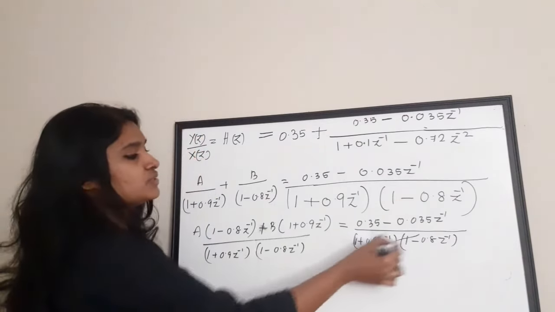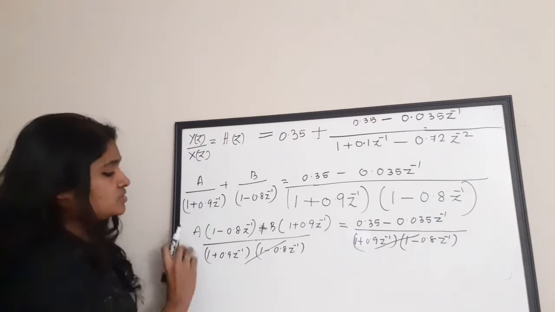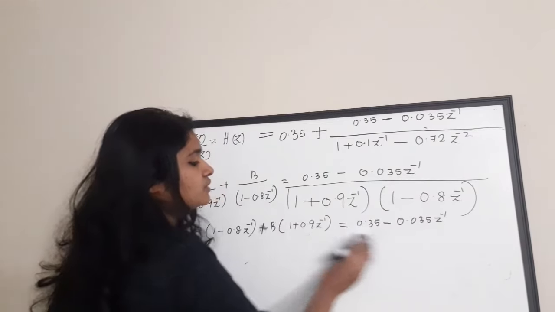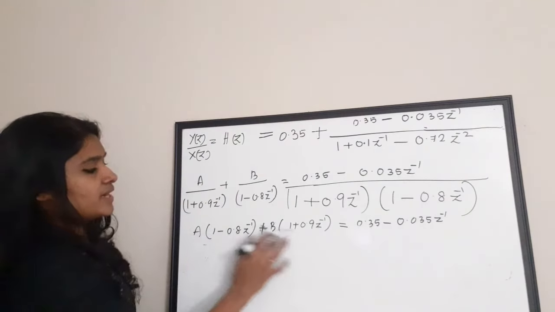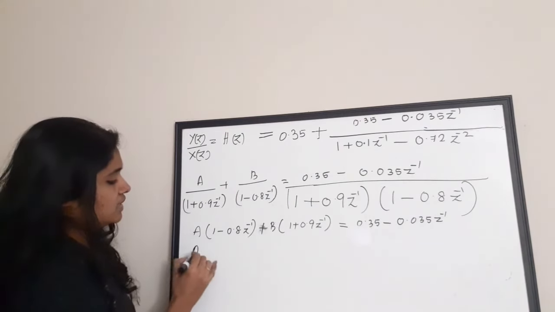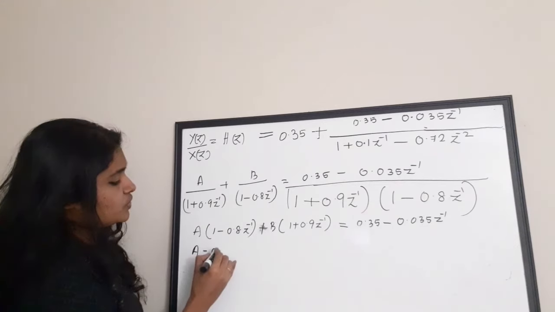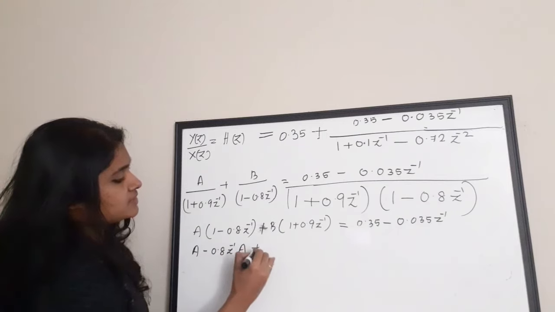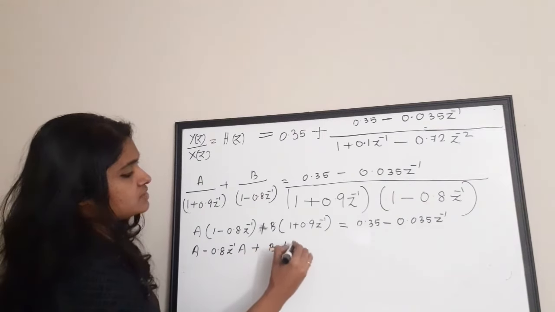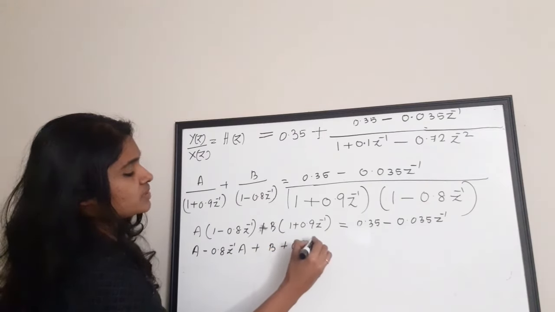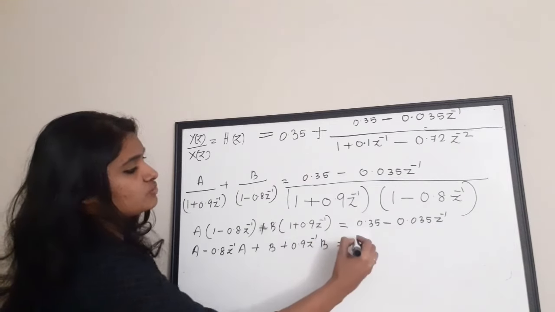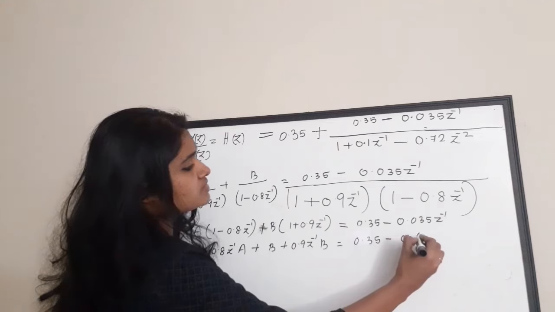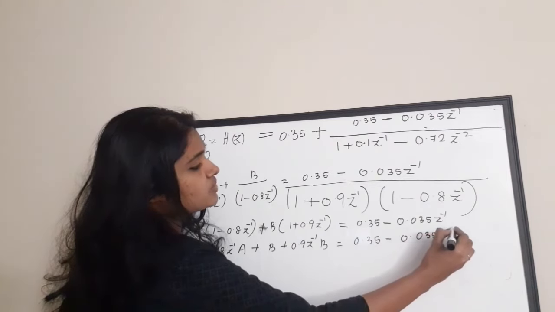So you can cancel out these denominators, right? So I'm going to cancel it out. There are no denominators now. Now, open these brackets. A minus 0.8 raised to minus 1 a plus b plus 0.9 raised to minus 1 b is equal to 0.35 minus 0.035 raised to minus 1.